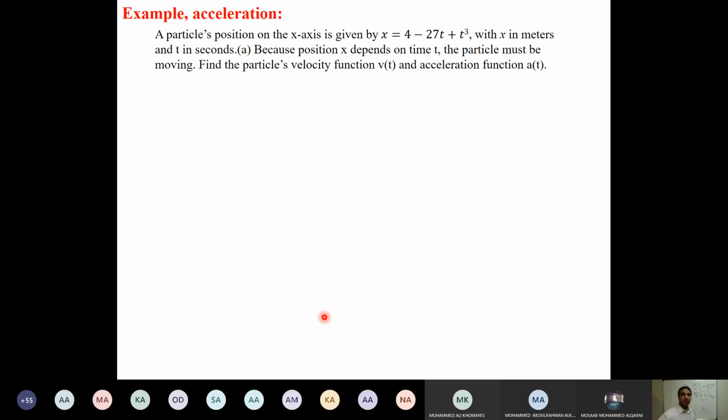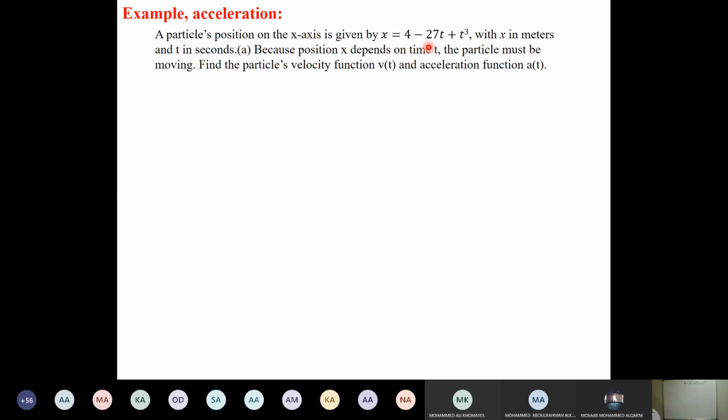Okay, this equation is given to us, and I will be solving this problem with your input. I'm not solving it alone, so you need to tell me what needs to be done here, okay? I'm just writing the first equation: x is equal to 4 minus 27t plus t cubed.